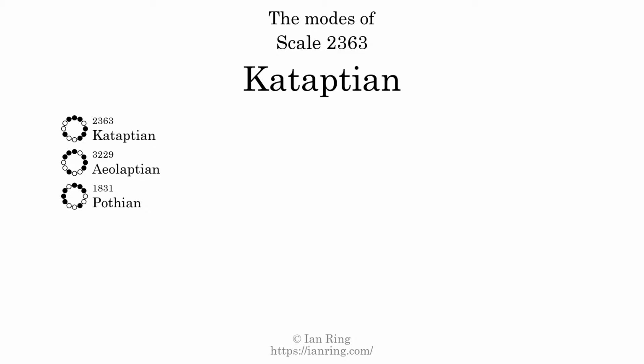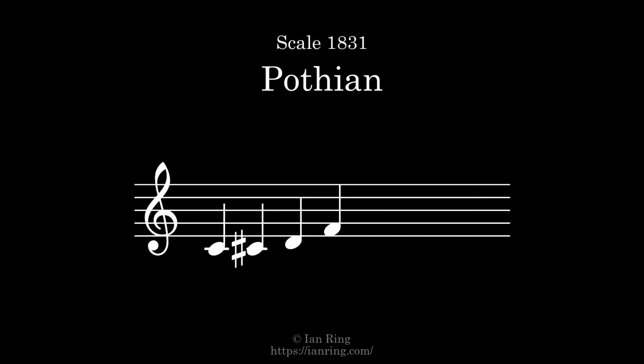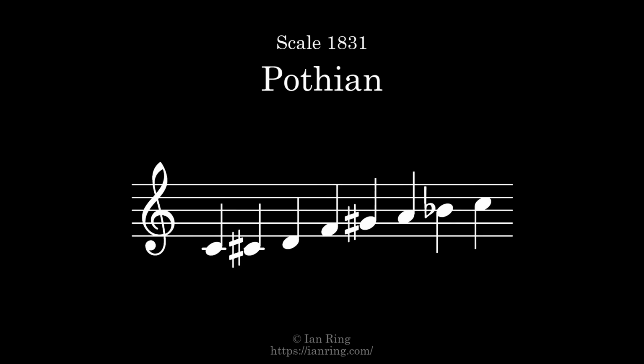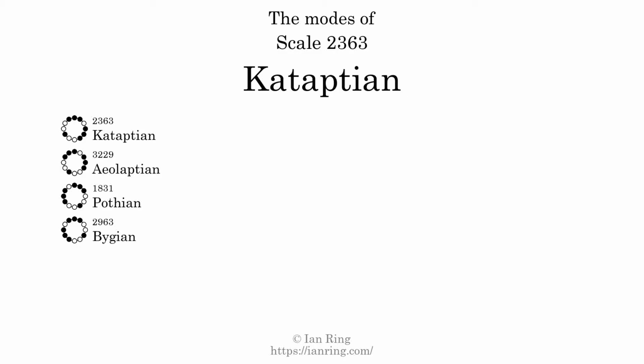The third mode is scale 1831, also known as Pothian. It sounds like this. The fourth mode is scale 2963, also known as Beijan. It sounds like this.